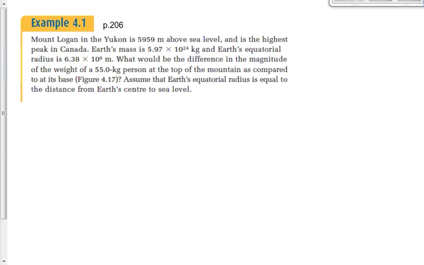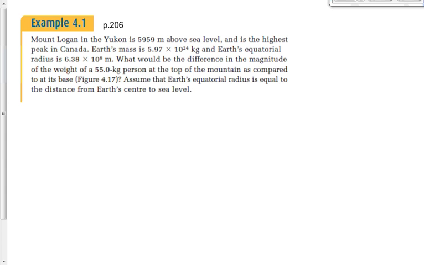It's kind of a tough question to start off this section with. Page 206, it says Mount Logan in the Yukon is 5,959 meters above sea level. 6 kilometers above sea level. That's pretty high. It's the highest peak in Canada. Earth's mass is 5.97 times 10 to the 24 kilograms, and the radius is 6.38 times 10 to the 6. What's the difference in the weight? Weight is force of gravity, right? At the top of the mountain as compared to the bottom.